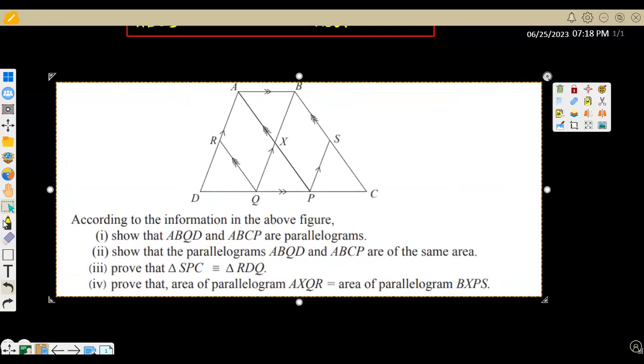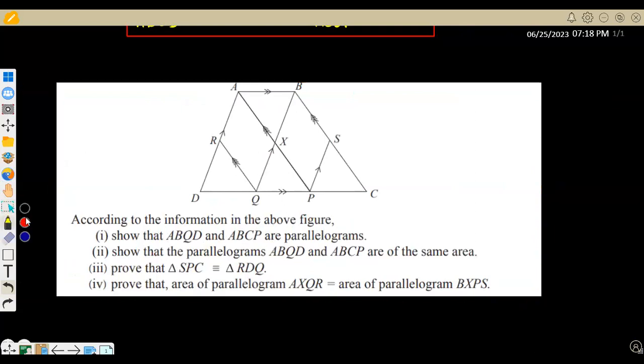Okay, write down the first example. Draw this diagram. Please draw this clearly.